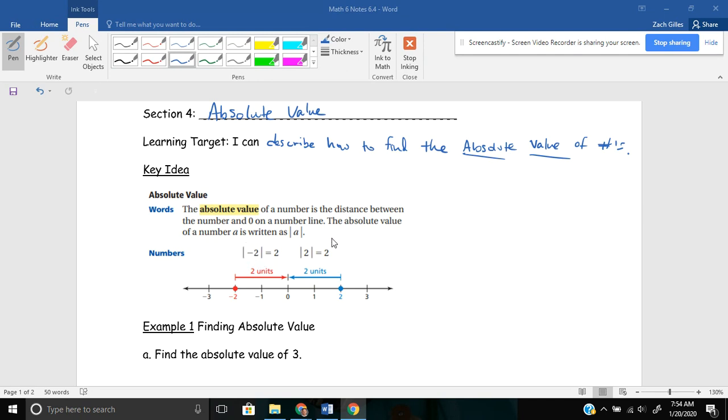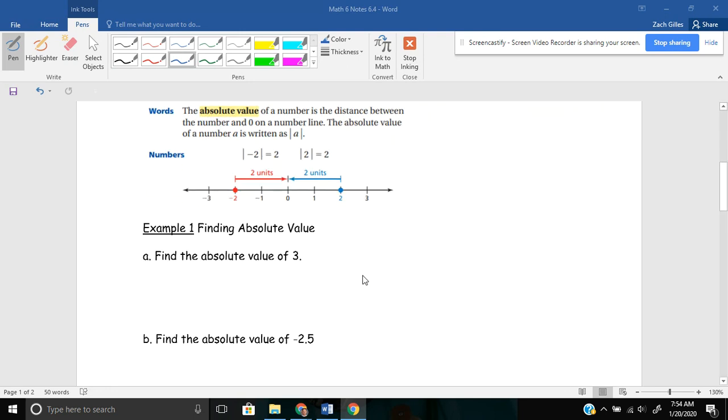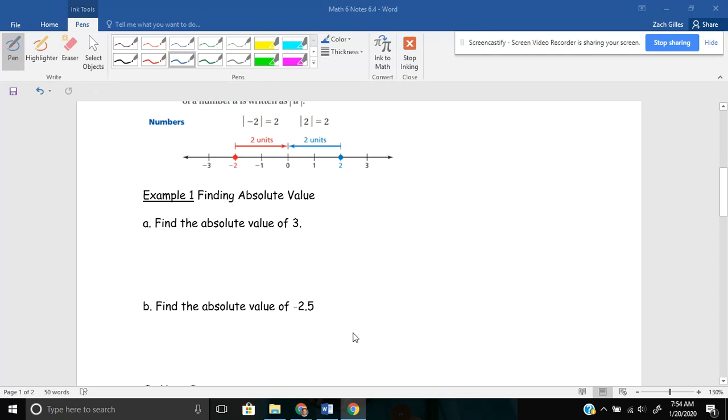And what that means is how far is -2 from 0 on a number line? Well, you'll see -2 is 2 spots from 0. And +2 is 2 spots from 0 as well, right? So we'll get into some of the key talking points of absolute value here shortly. Letter A says, find the absolute value of -3. All right, or excuse me, it says of +3.